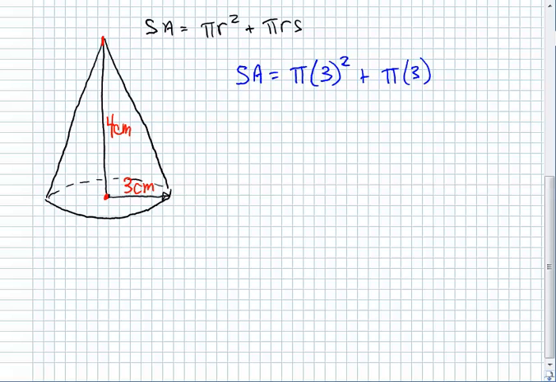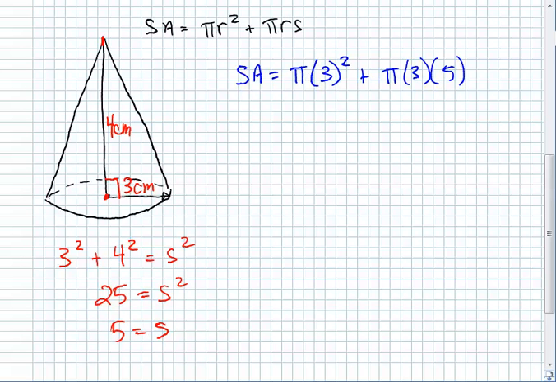So it's pi times r squared, where the radius is 3, plus pi times the radius, which is again 3, times the slant height, which I don't have. So you have to work out the slant height first, using Pythagoras' theorem. 3 squared plus 4 squared equals the hypotenuse squared, and in this case it's the slant height, so I'm calling it s squared. 3 squared is 9 plus 4 squared, which is 16, equals 25. So 25 equals s squared, therefore the slant height is 5. I gave a nice easy one there for you.